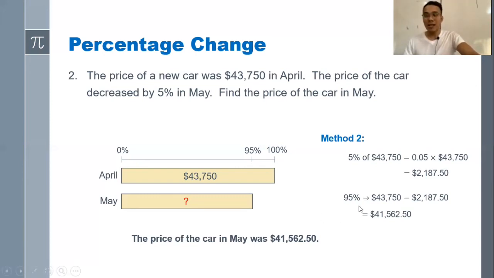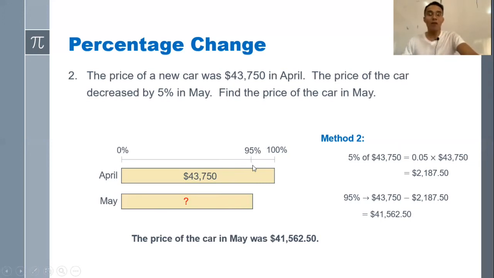So to get the 95%, we are going to subtract $2,187.50 from the original amount, which was $43,750. Using this model, we are just going to simply cross this out, this portion, in order to get this length. Just like that. Okay? So our answer is still $41,562.50.